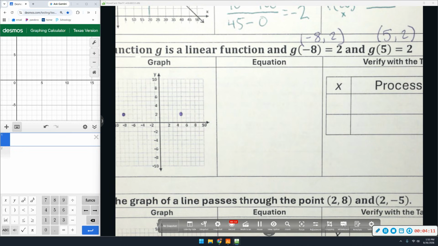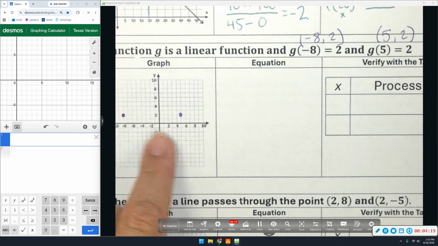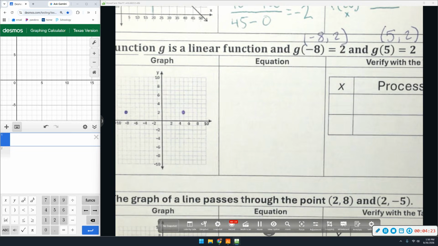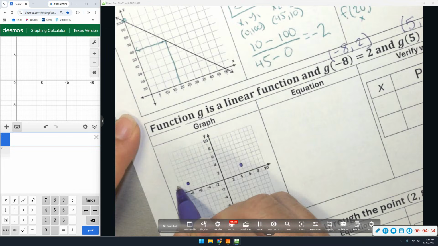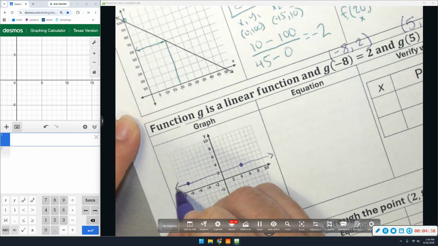So from the center, you should go left 8 up 2, and then right 5 up 2. Now, what do you notice? What's the word for that? Who remembers? Horizontal. Okay, it is a horizontal line. So I don't really even need to worry about any more points because I can just trace that line.